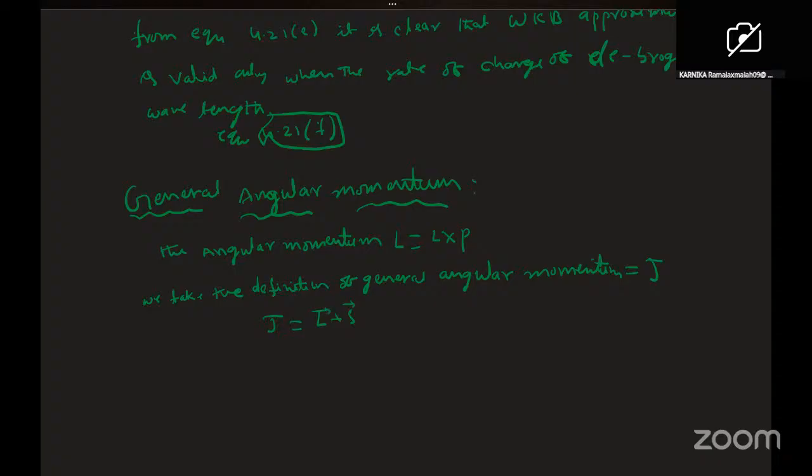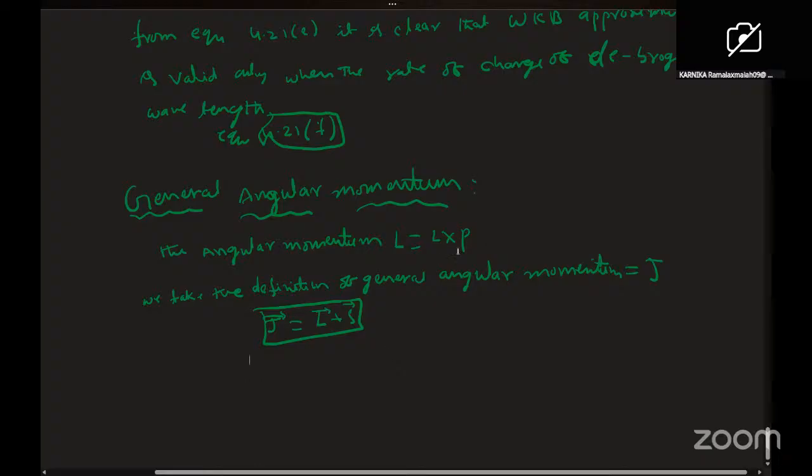So this is the equation. This is the form of the general angular momentum. Here you calculate the formula for the angular momentum in general, J. So here is the definition of angular momentum.